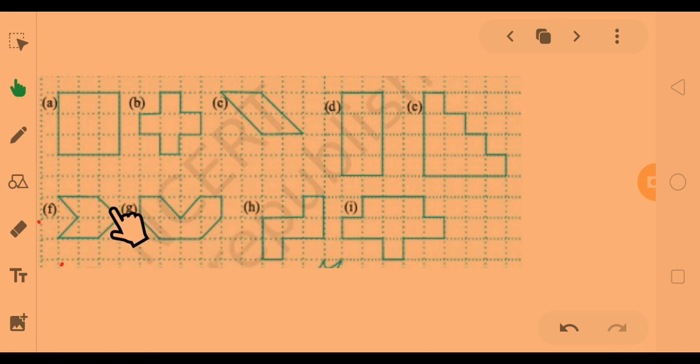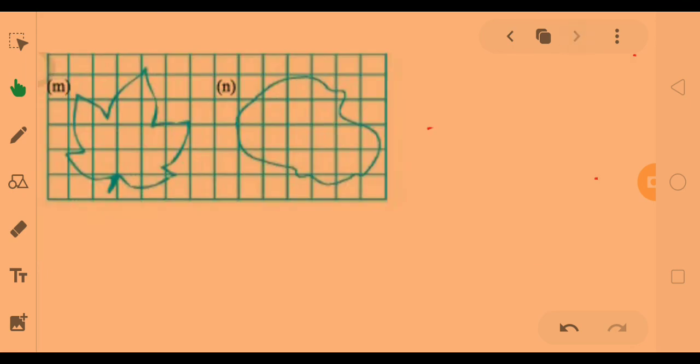Then similarly you can calculate the area of these given shapes. Then next, you have to calculate: there are full squares, then half squares, more than half squares. So you may calculate all this, then add them together, then find the area of the shape.